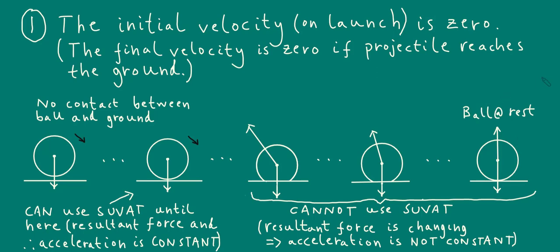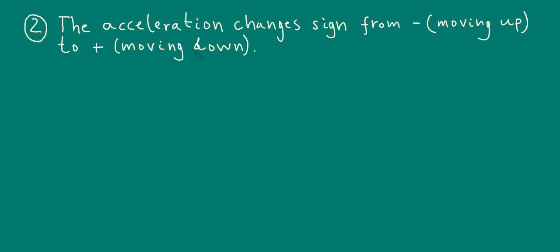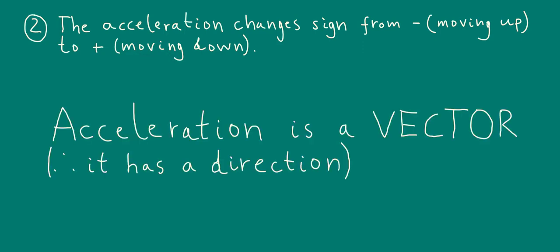Let's move on to the second really common mistake, which is that students often think that the acceleration of the projectile changes sign from negative while the projectile moves up to positive when the projectile moves down. And this misunderstanding stems fundamentally from the fact that students forget or don't realize that acceleration is a vector quantity, which means it has a direction.